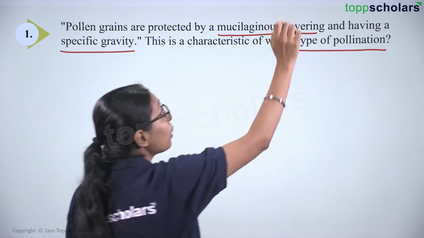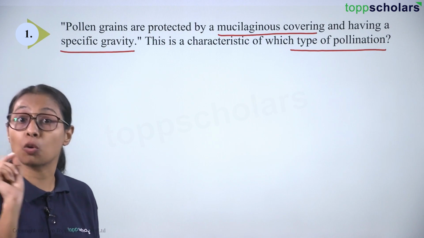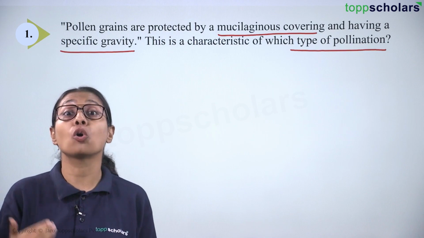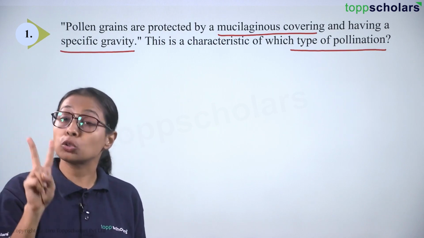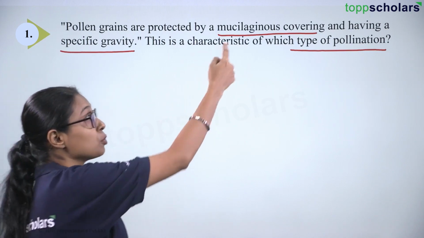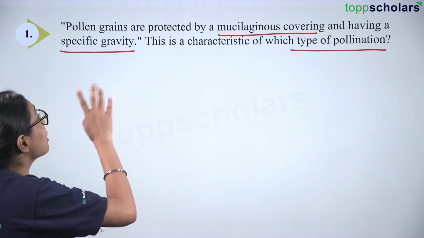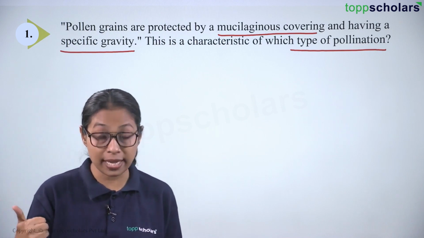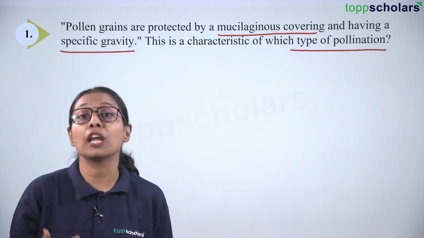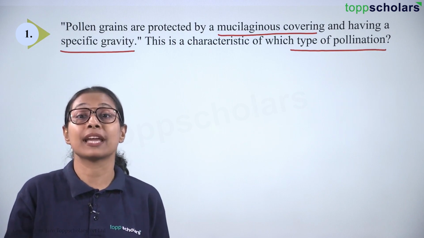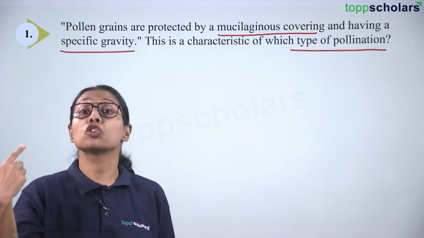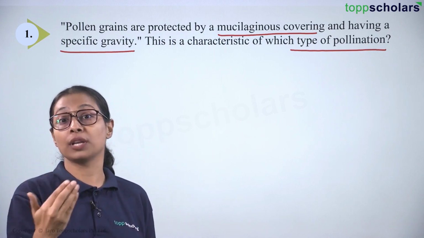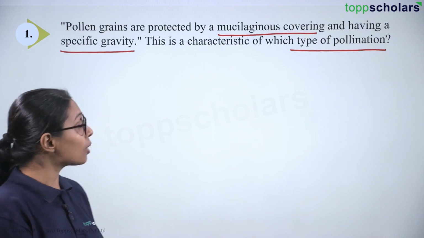When you talk about the concept of the question, they are asking you to identify a type of pollination based on the pollen grain. There are two features given. First, the mucilaginous covering, and second, the specific gravity. The mucilaginous covering will protect the pollen grain from getting wet. The second thing is specific gravity, which, as you understand, is going to decide where the pollen grain is supposed to be. Now you have to decide, looking at the options, which option would have the pollen grain with the given features. So let us see the options.